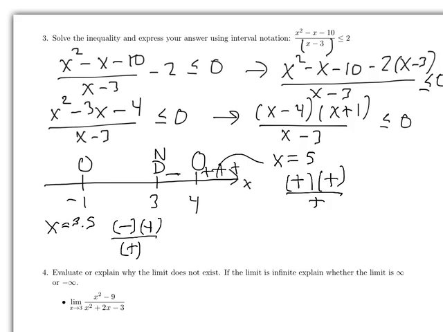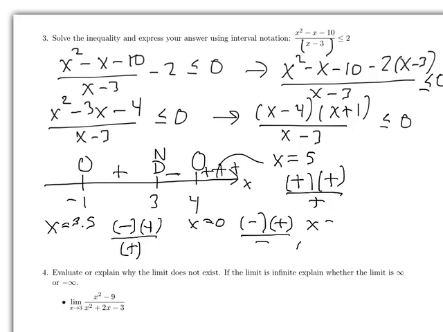Between -1 and 3, we could check a value. Say x equals 0. At x equals 0, we've got -4, so we have a negative. 0 plus 1 is positive. 0 minus 3 is negative. Negative over negative is positive.